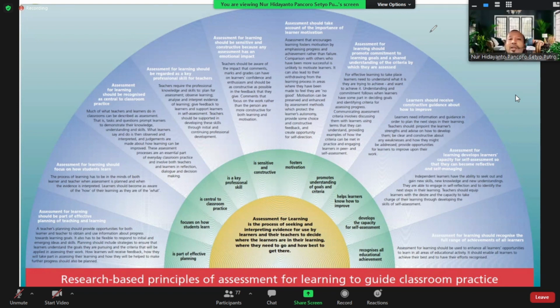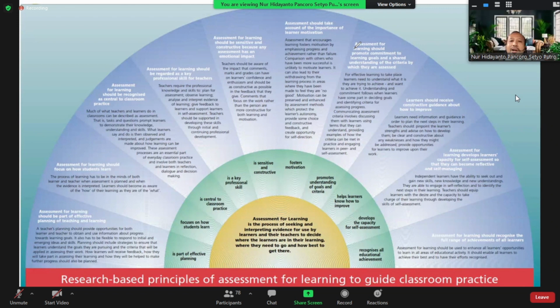And then the next one, assessment should take into account the importance of learner motivation. Yes, Bapak Ibu, we have to consider our learners' motivation. By giving them good scores, by giving them good feedback scores, then we will be able to help them to get better motivation in learning.